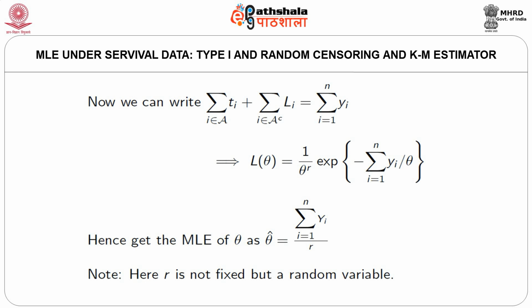Now we can write summation of ti over i in script A plus summation of capital Li over i in script A complement equal to summation from i equals 1 to n of yi, where yi are nothing but the potential responses, and that is equal to say y. Therefore, capital L theta equals 1 by theta to the power r times e to the power minus summation yi by theta. From this we can get the maximum likelihood estimator of theta as theta hat equal to summation yi by r. Now note that here r is not fixed but a random variable.